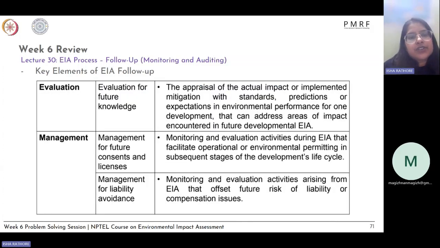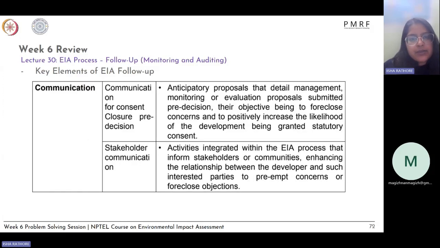Then evaluation is for future knowledge management, for future consents and license management, for liability avoidance, such that any future risk or liability or compensation issues can be offset. So you can read about the key elements of each of these three terms. Then communication as well for consent, closure, pre-decision, stakeholder communication, the different activities which are undertaken, what methods and proposals and things are considered in this are also looked up.